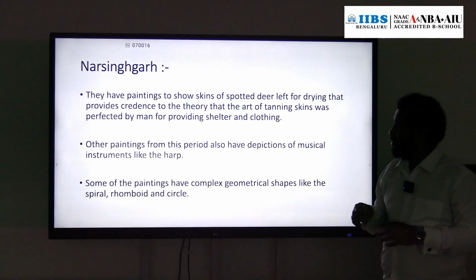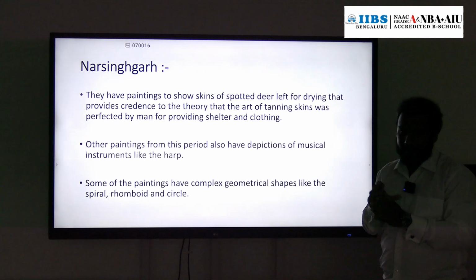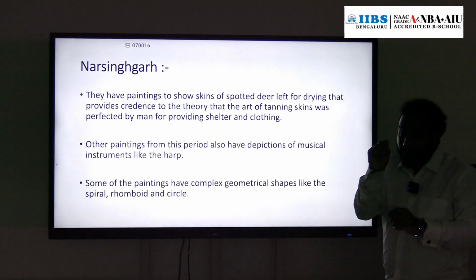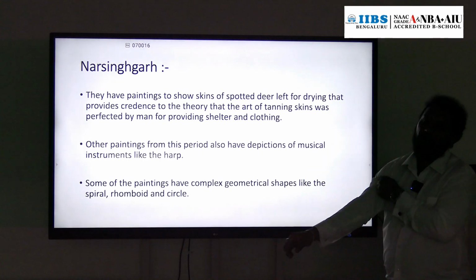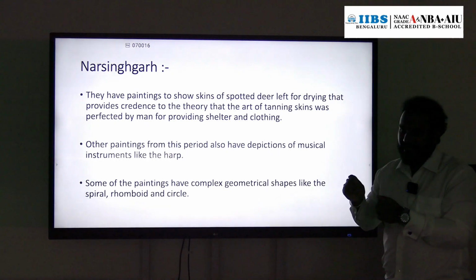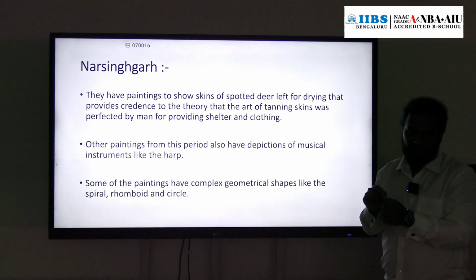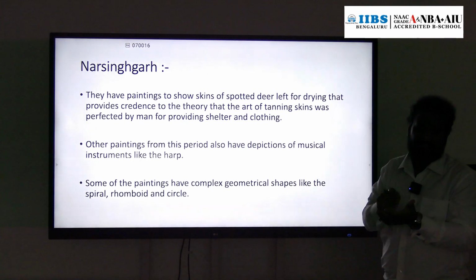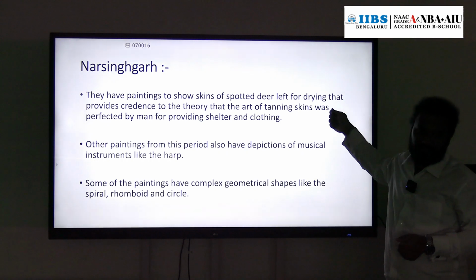The uniqueness of Narsinghgarh is that in that cave there is a painting. That painting shows the skin of the spotted deer. Actually, in that painting it is shown that there was one man who is doing, what do you call this, tanning of the skins. So the tanning of skin technique was known to these people.